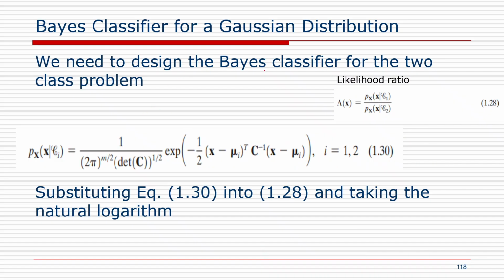Now we have to design the Bayes classifier for a two-class problem. We'll take the likelihood ratio of the Bayes classifier, which is lambda of x equal to the conditional probability of x given C1 divided by the conditional probability of x given C2. And now we will take the probability density function for both the classes, and then we'll find out what expression we get when we divide the probability density function of class 1 over class 2.